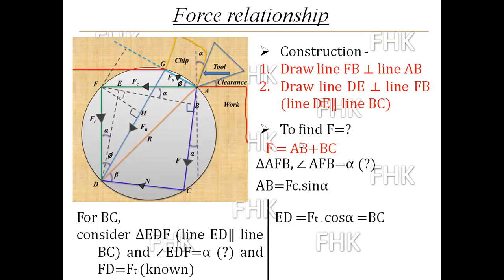So both the lengths I have found here, AB and BC. So F will become AB, which is nothing but FC sine alpha, and BC will become FT cos alpha. The addition of these will become F. So F is equal to FC sine alpha plus FT cos alpha. So this will become the value of F.